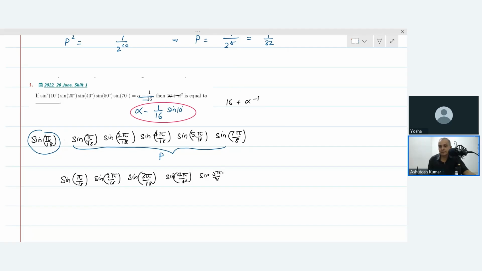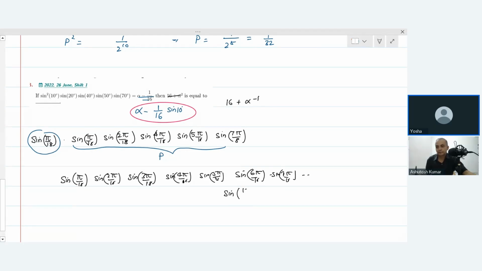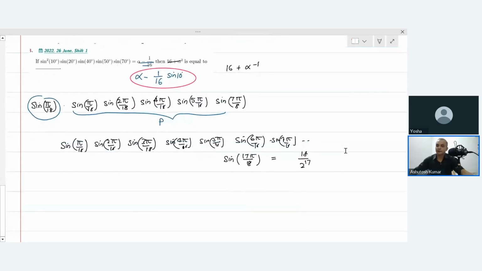What is missing after this? Sine 6 pi by 18. Yes, sir. Then sine 7 pi by 18, and up to what? Tell me, up to where do I have to go to write the fullest? Sine 17 pi by 18. Perfect, very good. Sine 17 pi by 18. And that is going to be what? 18 by 2 to the power 17. Very good.